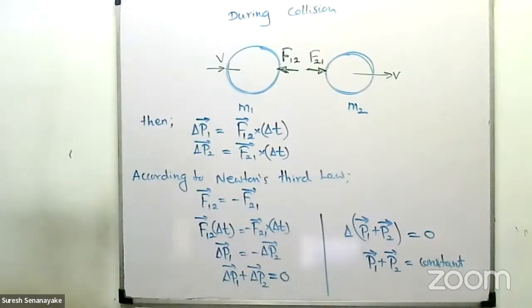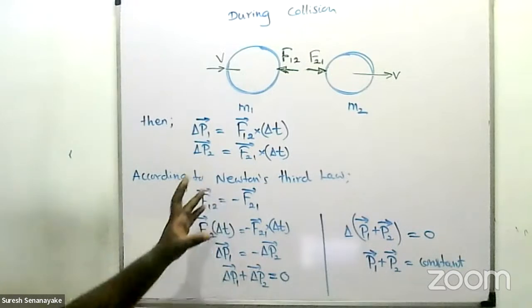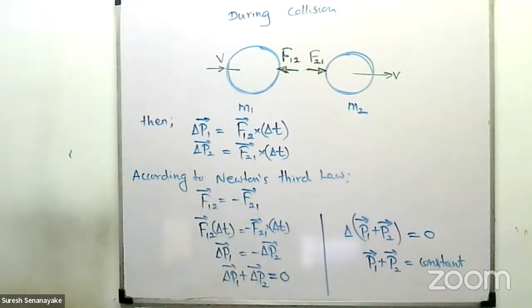In a collision, momentum is not conserved for a single body, right? For both bodies, the system you consider, the momentum is conserved in the collision, not only for a single body, right?